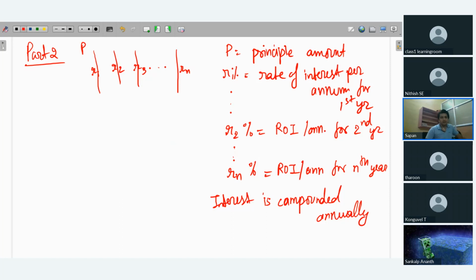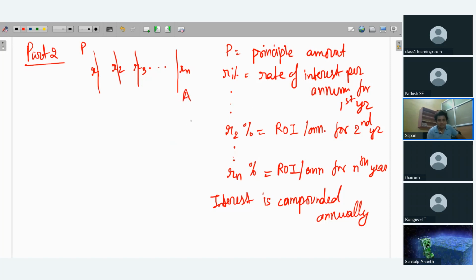The hard way tells that we can still find the amount at the end of any nth year by simply following the chain. First find the amount for the first year using R1 percentage. Whatever amount you get, use that as the principal for the second year. Then using R2 percentage, you get the amount for the second year. Then the chain continues. But is there a direct mechanism to know the amount at the end of the nth year?